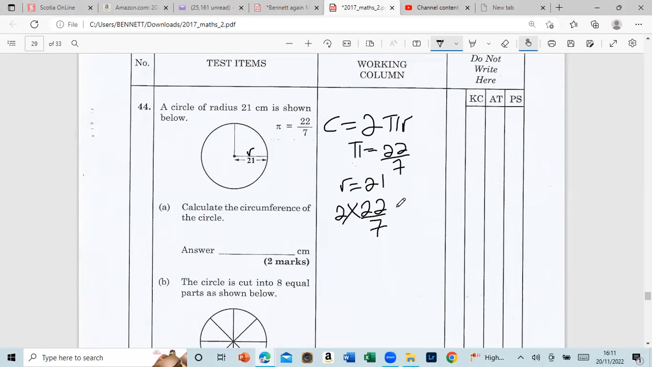Alright, so it's 2 times 22/7 times 21. I think it was 132, but I'm going to work it out. 21 divided by 7 is 3. 2 times 22 would be 44, times 3. 3 times 4 is 12, so that's 2 carry 1. And that's 132 centimeters.